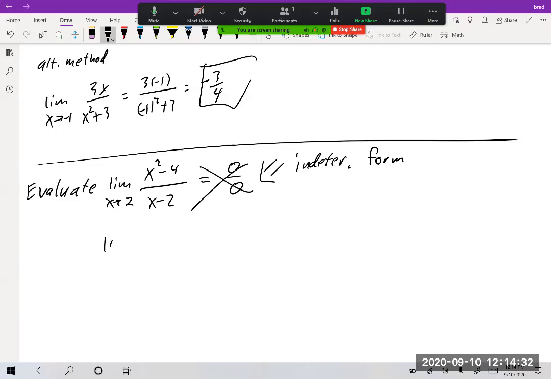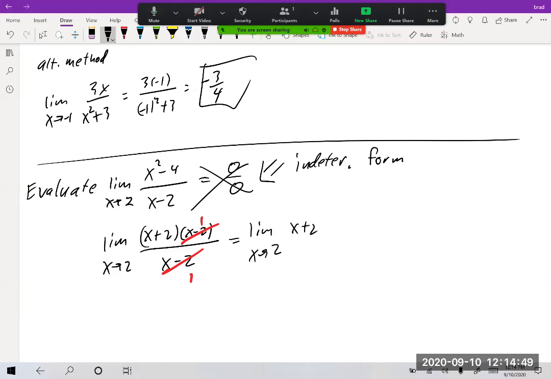This is factoring. So this is actually the limit as x approaches 2 of x plus 2 times x minus 2 all over x minus 2. So now we can cancel and cancel. And we end up with the limit as x approaches 2 of x plus 2, which equals 4. And we're done. And that's all there is to it. Okay, so we were able to use factoring as a method.